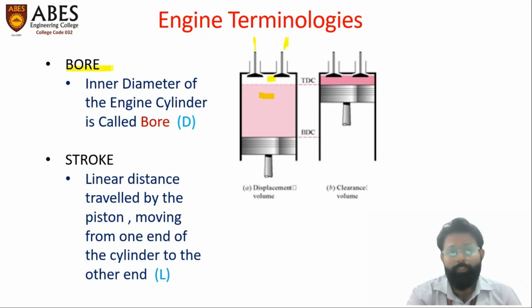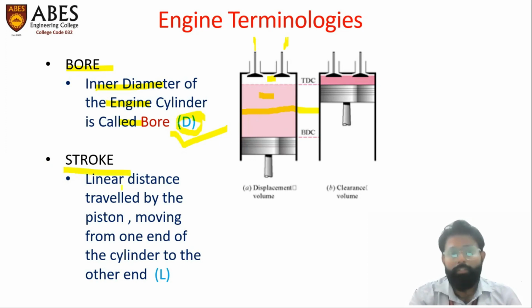So the first terminology is the bore, and bore refers to the diameter. That means the internal diameter of this cylinder, where the piston reciprocates. So the inner diameter of the engine cylinder is called the bore, and it is represented by the letter D. D stands for diameter. Whenever we solve numericals or configure engines, we always refer to D as the bore of the cylinder, that is, the diameter of the cylinder.